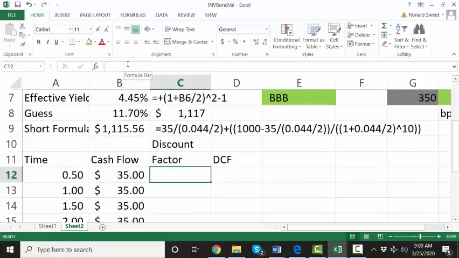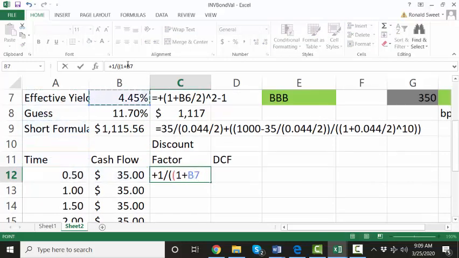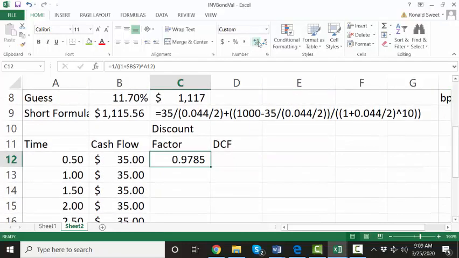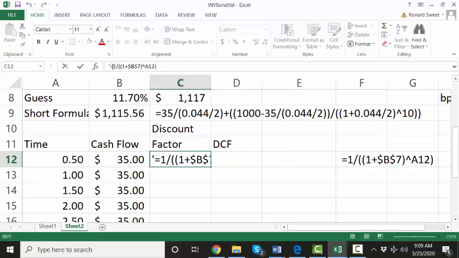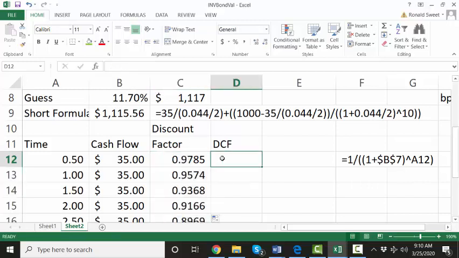My discount factor is going to be 1 divided by 1 plus my effective yield. You want to lock that in because you always want to reference that. So put the dollar signs around that, and you want to raise it to time. I recommend going out 4 decimal places. I'll put that formula off to the side so you can see it. Hopefully you're putting everything in the exact same cells that I'm doing. And you can copy that down. Then your discounted cash flow is you just multiply across $35 times that.